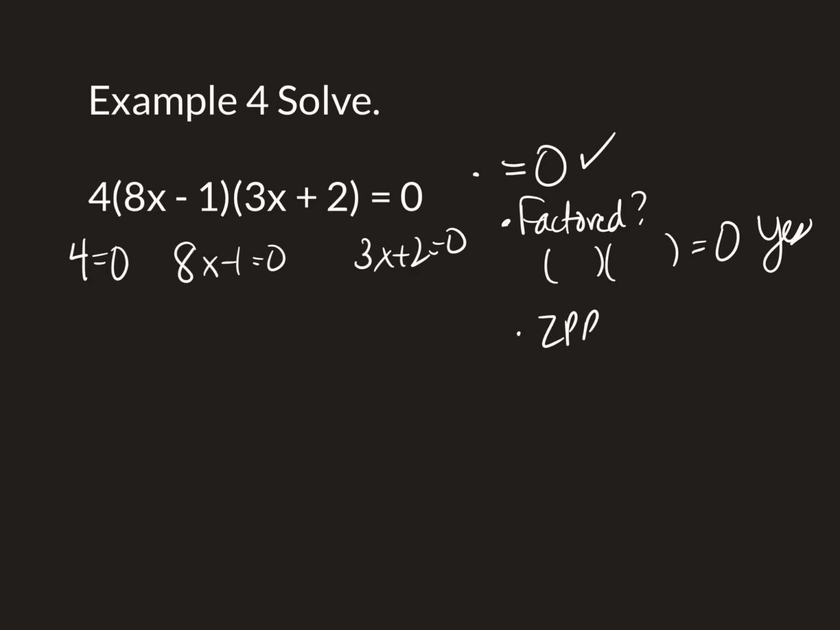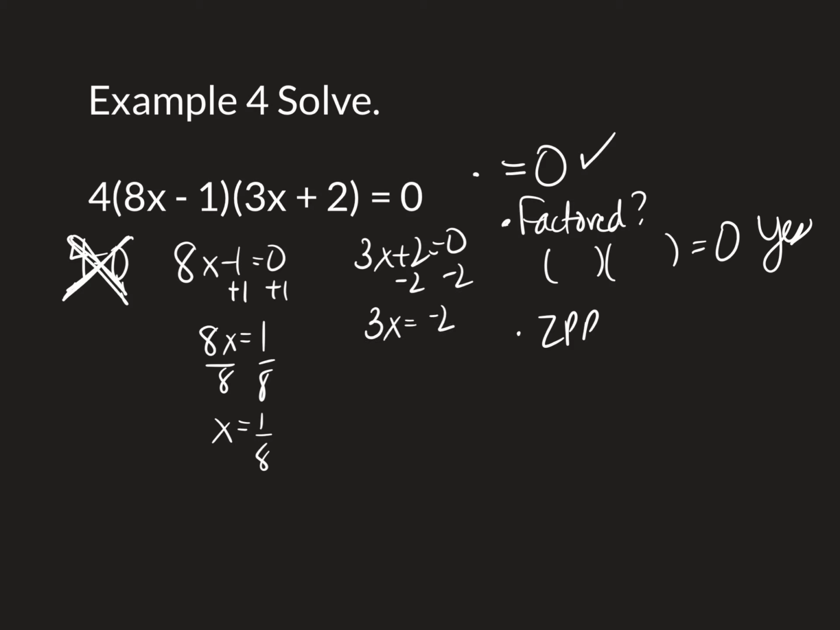Now, if it does not have a variable, it can't have a solution. So you just toss it out. This one has a variable, so it can have a solution, and that solution is 1/8. The second one, technically the third one, does have a variable, so it can have a solution. So x will equal negative 2/3. My two solutions are negative 2/3 and positive 1/8.